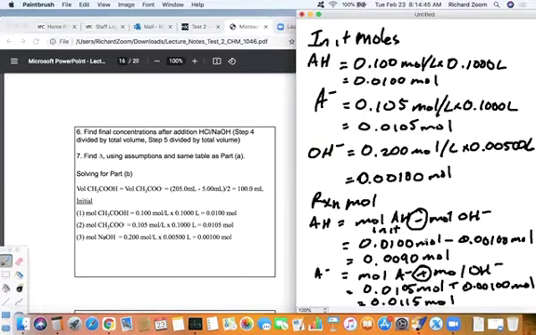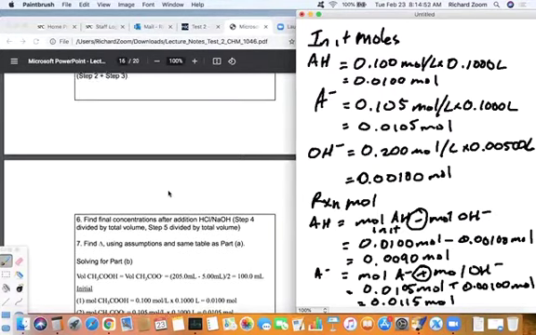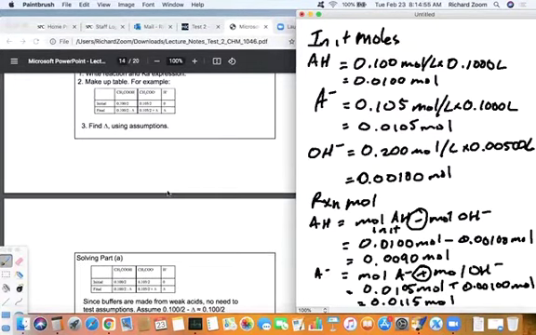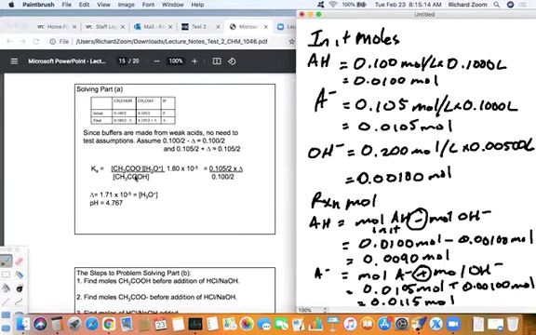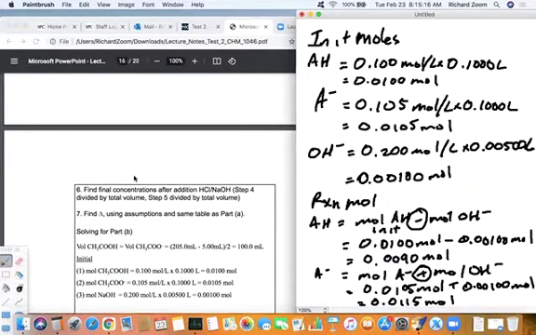In finding the initial moles for the OH minus, can you explain where you're getting the 0.005 from? Okay, so if you look at the question, it says we're adding 5.00 mL of 0.200 molar solution. So the 0.00500 is the 5.00 converted into liters. Okay, thank you. All right, any other questions?